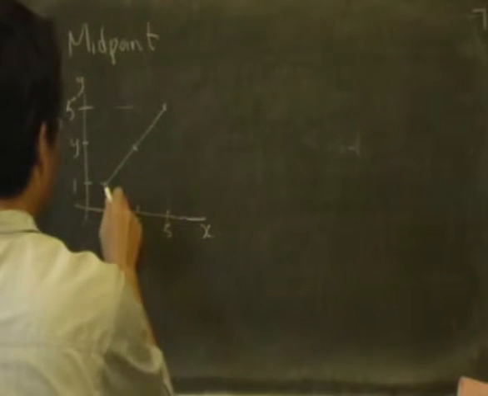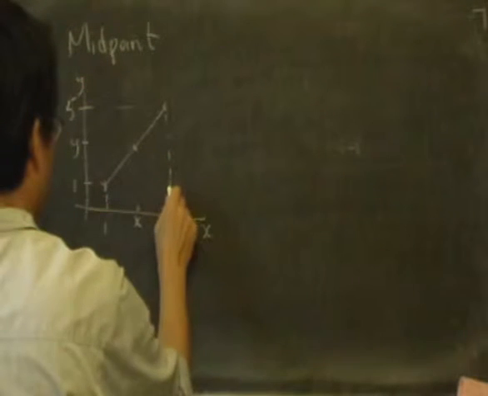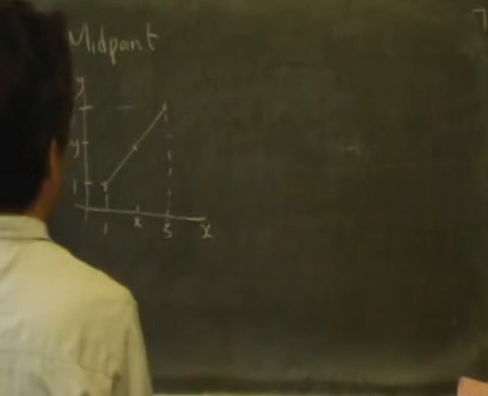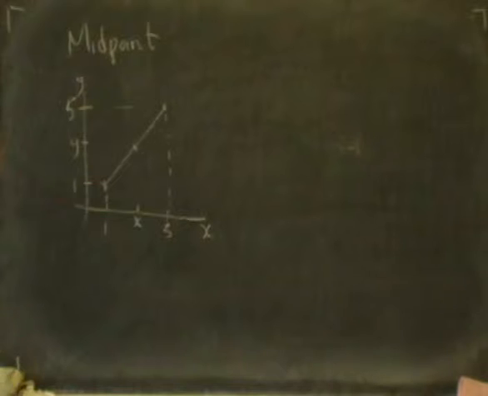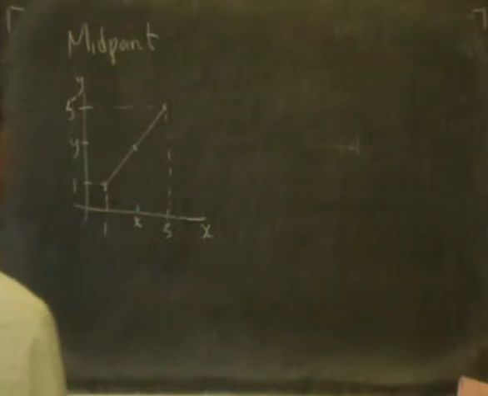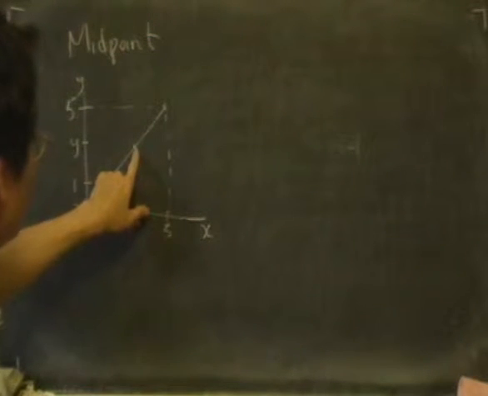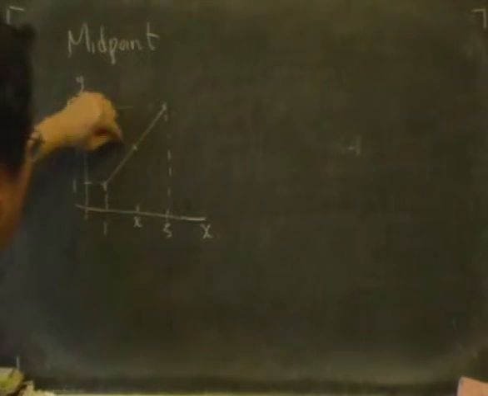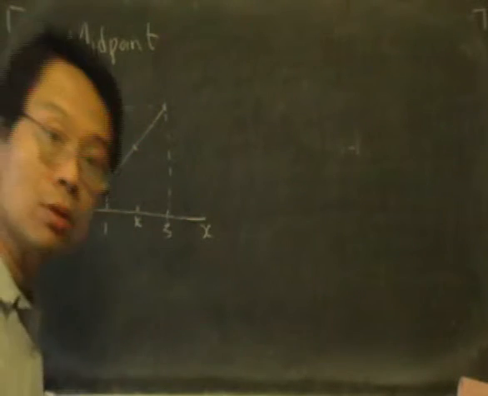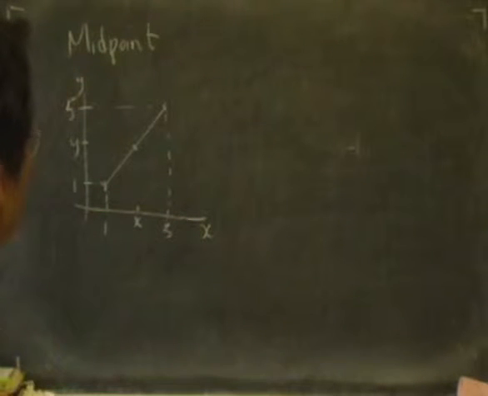Now let me draw some lines to help. Those are the vertical lines for the x coordinates, and the horizontal lines would be this. Now the midpoint there divides the line into 2 halves, right? Into 2 equal lengths.